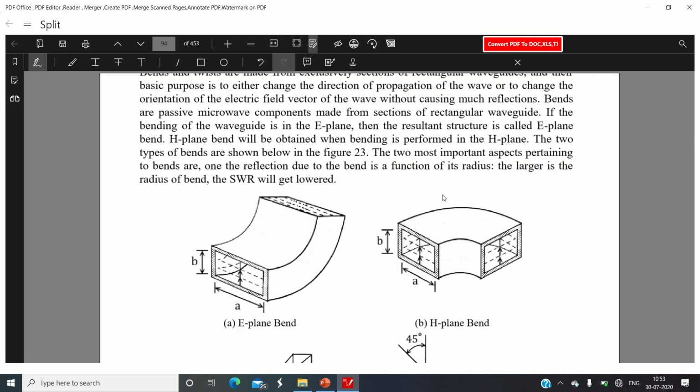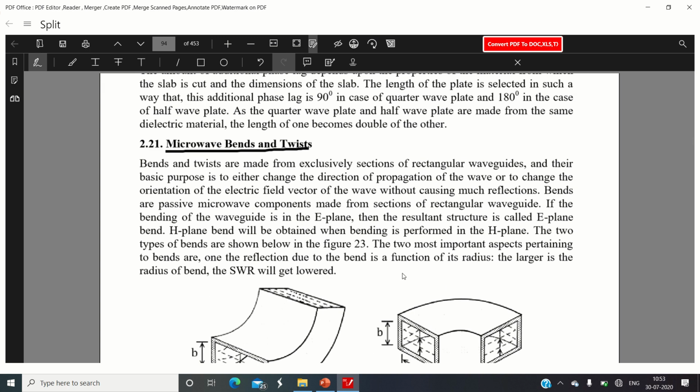Okay, where we use these bends and twists, they are made exclusively from sections of rectangular waveguide, please remember. And what is the purpose of bends and twists? So here it is mentioned. The basic purpose of using bends and twists is to change the direction of propagation of the wave. So this is a basic feature.